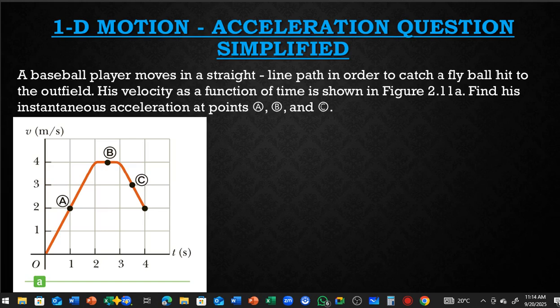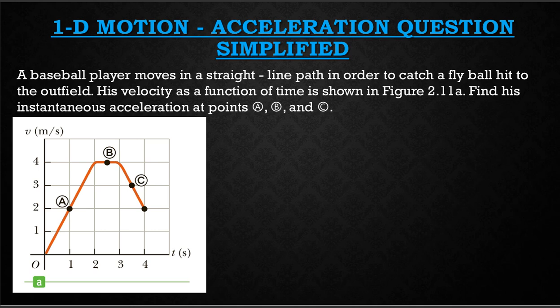All right, so now we are going to do a question on acceleration. The first thing we need to know is... let me read the question first. As usual, a baseball player moves in a straight line path in order to catch a fly ball hit to the outfield. His velocity as a function of time is shown in figure 2.11, which is this figure you are seeing there. Find his instantaneous acceleration at points A, B, and C.